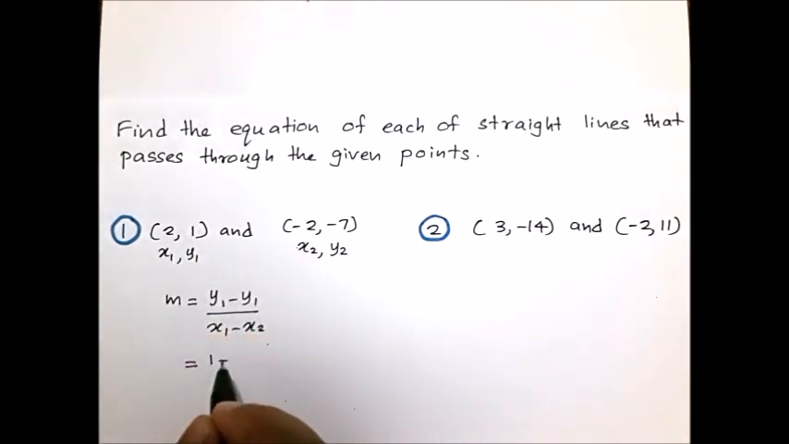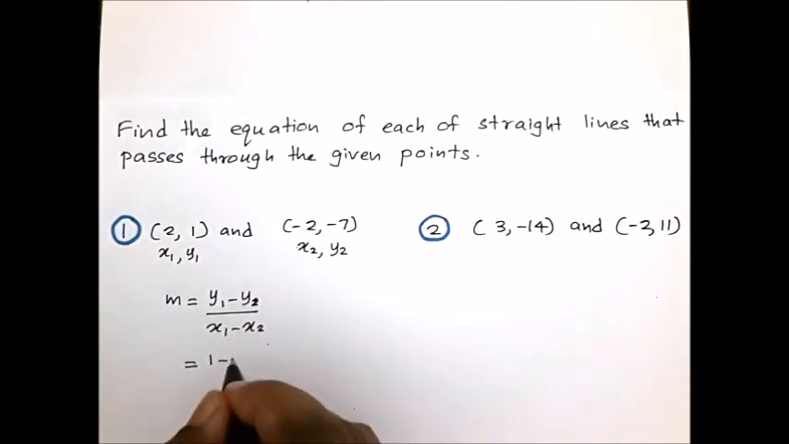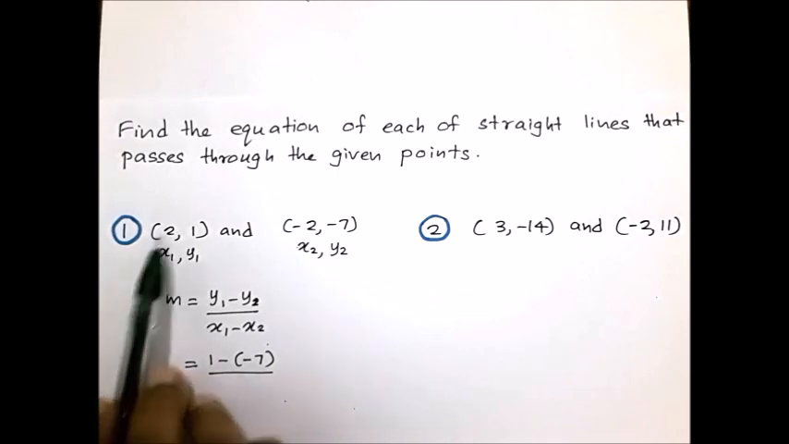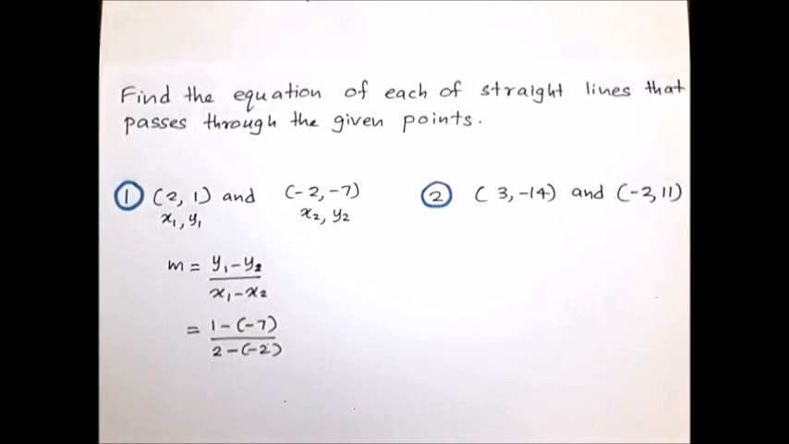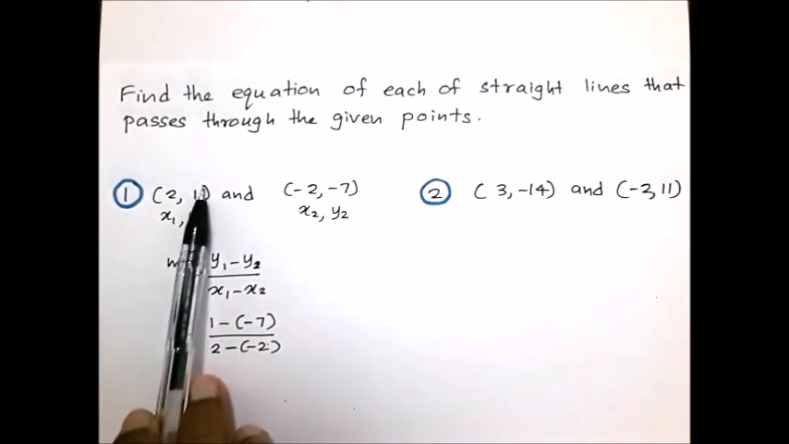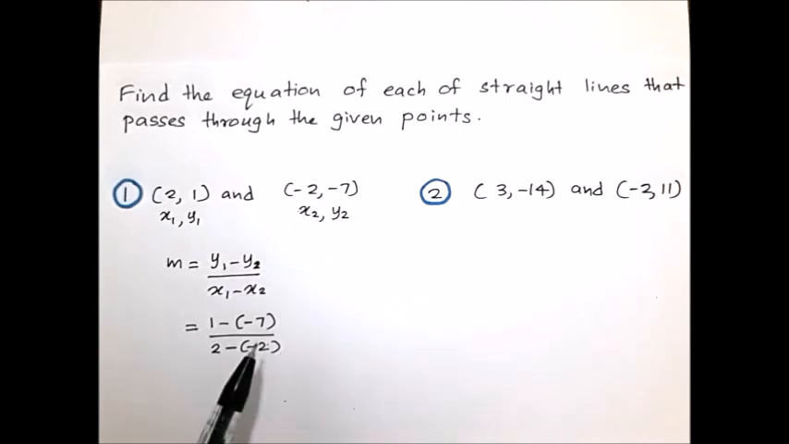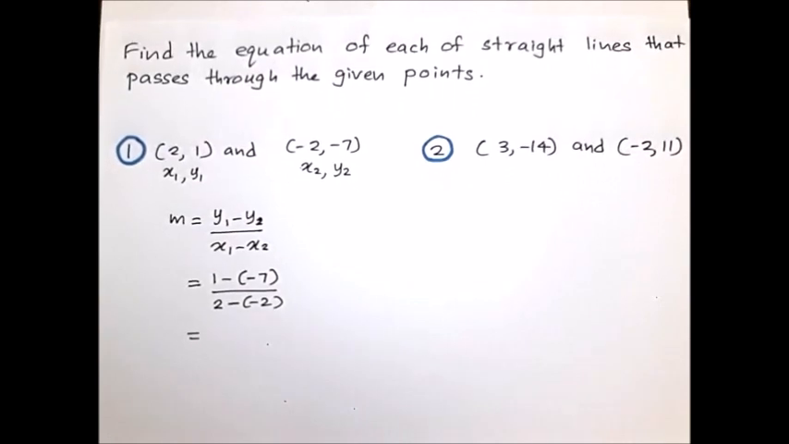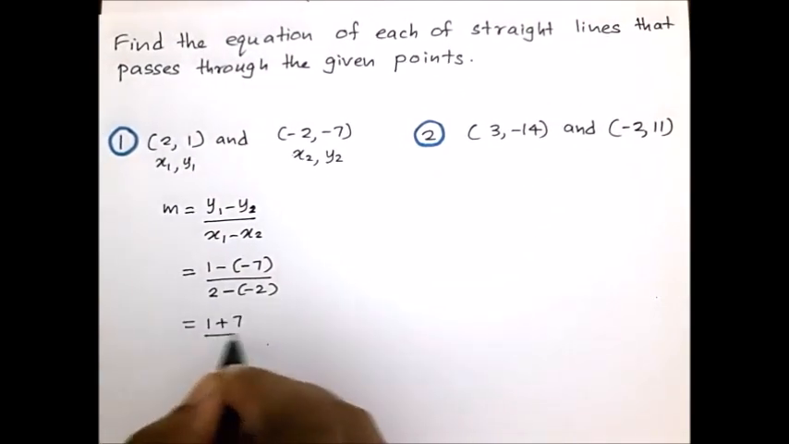y1 is 1, y2 is -7. Write it within brackets. x1 is 2, x2 is -2. Subtract y1 and y2: here -1, write it within brackets. Now remove brackets. Minus multiplied by minus is plus. Again minus multiplied by minus is plus.